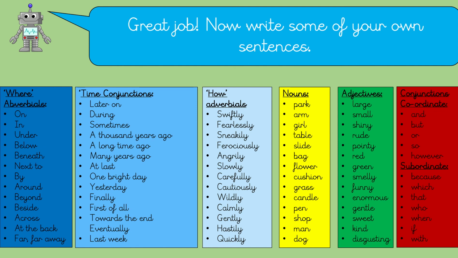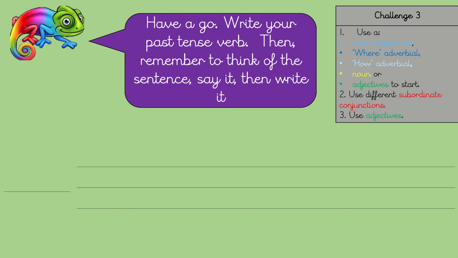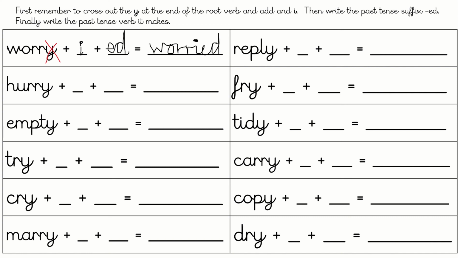Here's our lovely list. Right, I've got to have a go. Write your past tense verb, then remember to think of the sentence. Say it, then write it. Right, let's have a look. I'm going to go back to my past tense verb. Right.